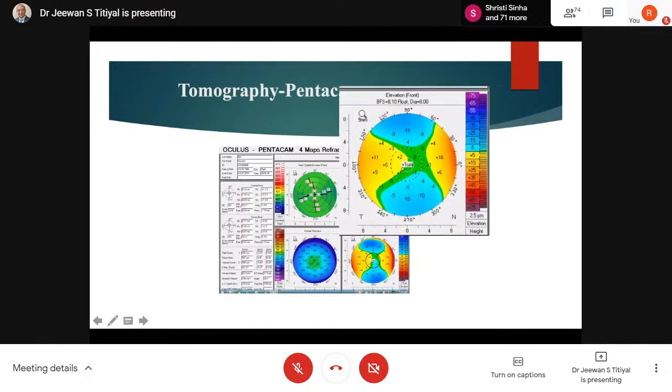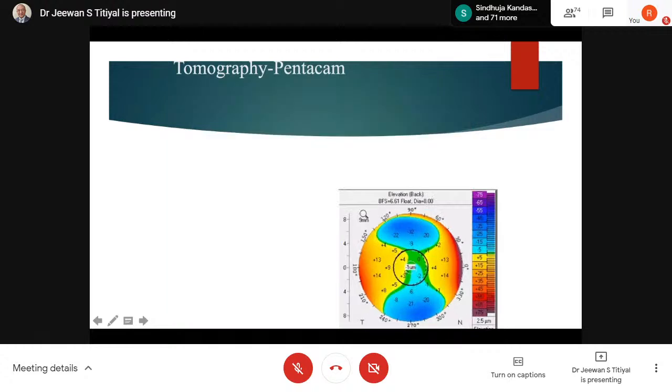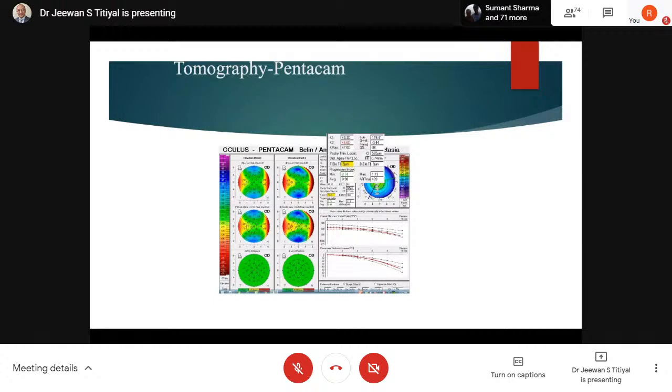In the anterior elevation map, the parameters would be that anything more than 12 microns elevation is suspect. For the posterior one, anything more than 17 microns will be a suspect in these cases. If you look into these cases, immediately you can know what the various points are. One more important parameter attached to the Pentacam is the Belin-Ambrosio enhanced ectasia map, where the central 3 millimeter area is excluded, and then the reference surface is calculated to give you an enhanced picture. So that can give you better parameters.